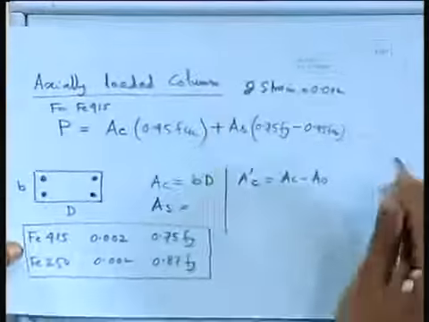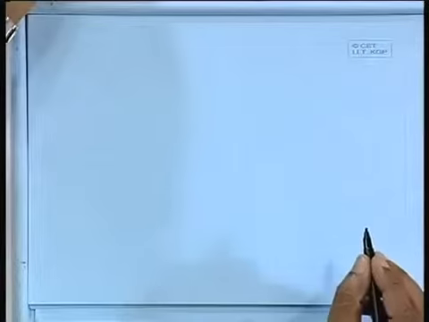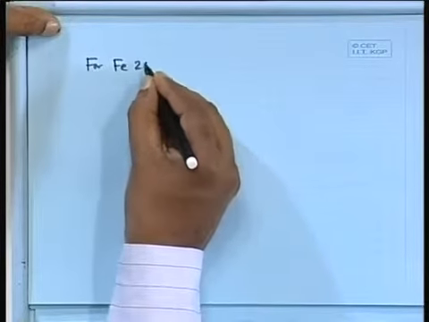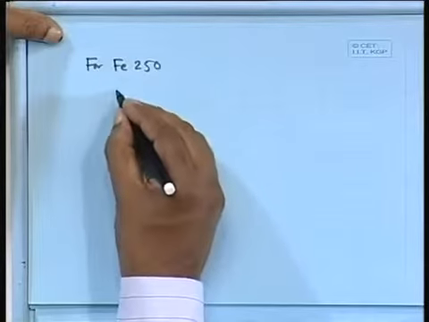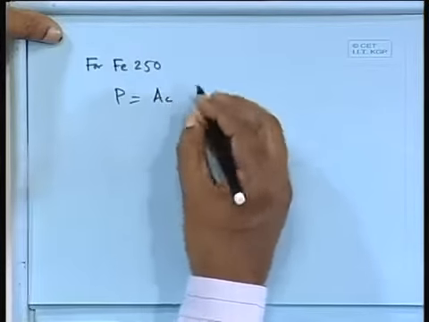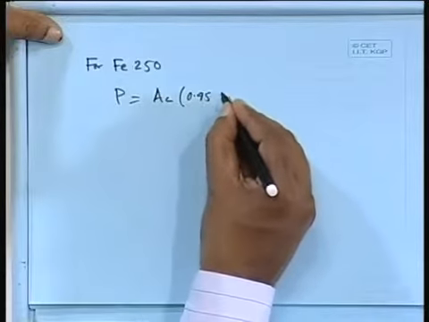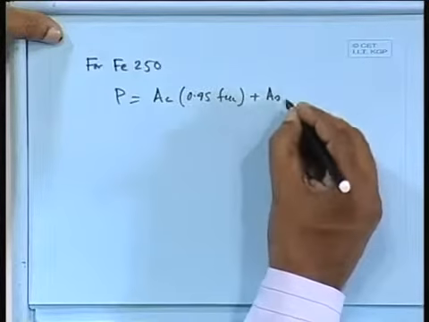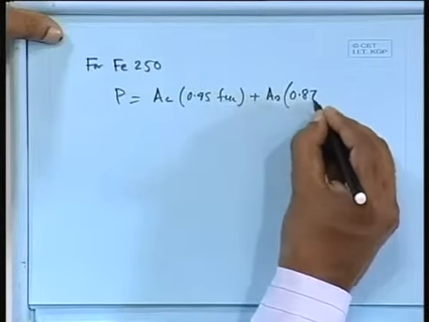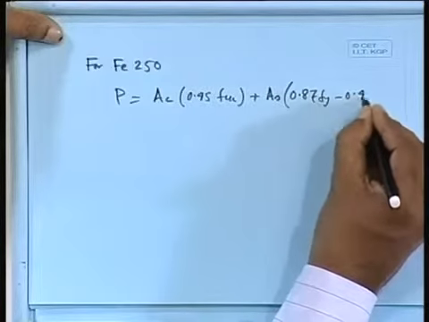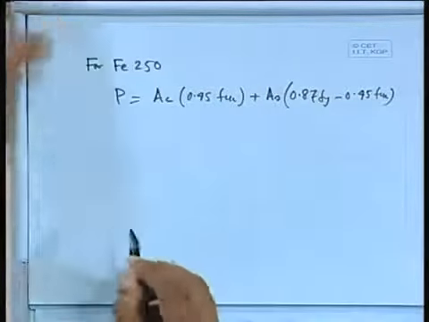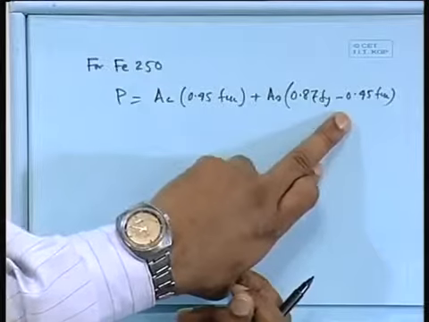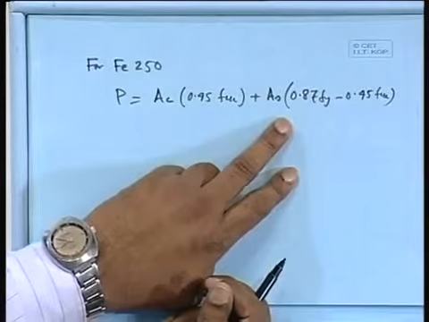Now what about Fe250? For Fe250 the same P will be equal to AC times 0.45 FCK plus AS times, as I have already told, 0.87 FY minus 0.45 FCK. So P equals AC times 0.45 FCK plus AS times 0.87 FY minus 0.45 FCK. Here that is the difference, we will get it here.